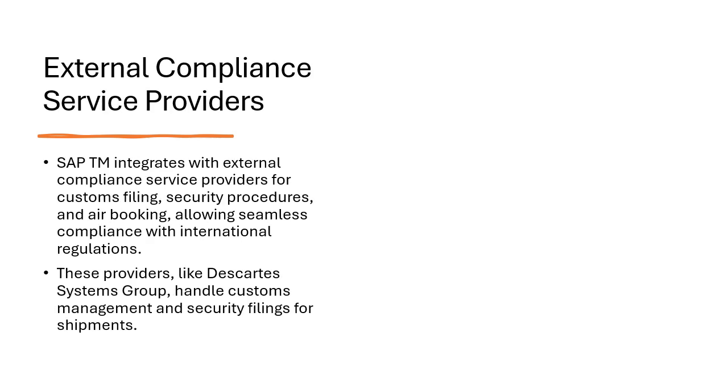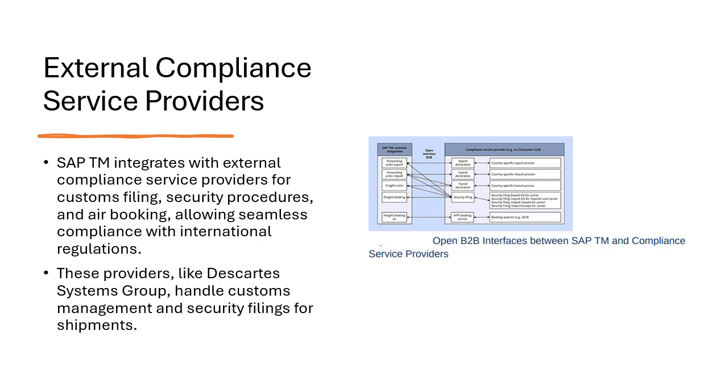And next is external compliance service providers. So SAP integrates with external compliance service providers like descartes, which allows businesses to utilize special services for customs clearance, trade compliance, and security filing. So these providers offer additional capabilities for managing global trade compliance. And this image shows the open B2B interface that allows SAP TM to connect with external compliance service providers. It also outlines how data is exchanged between systems for managing customs trade and compliance services.